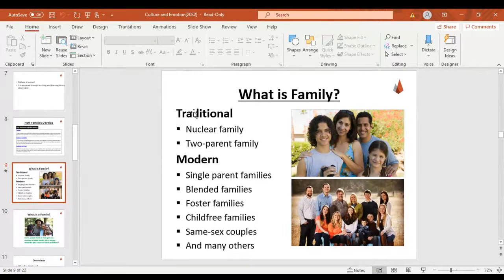So we have single parent families. We have blended families, kind of like a Brady Bunch family, where two individuals get married and bring kids in from a previous marriage or just previous life experiences. We have foster families. Some children are placed into foster care and then they become part of a foster family. We have child-free families. This is becoming huge.